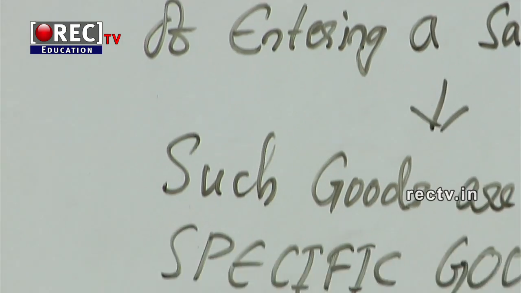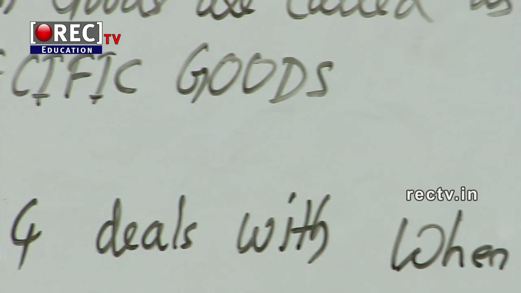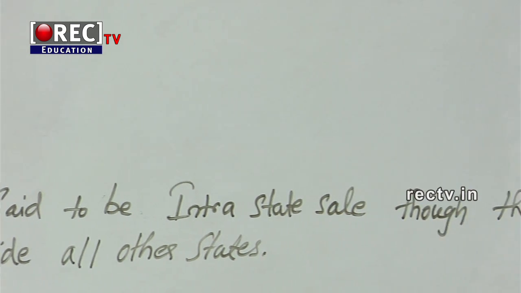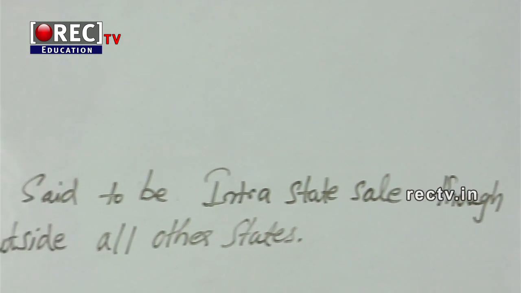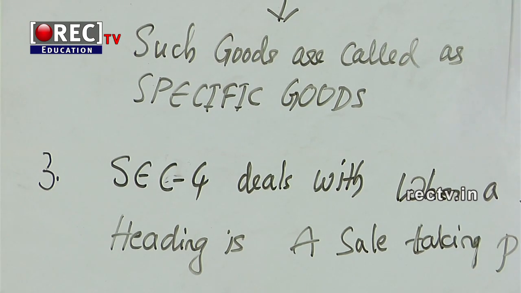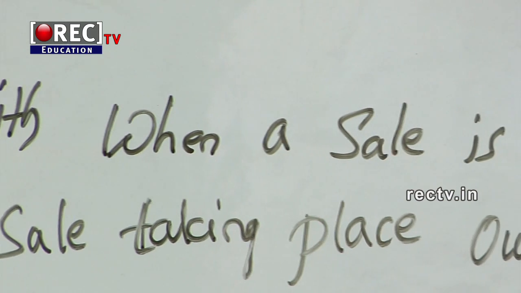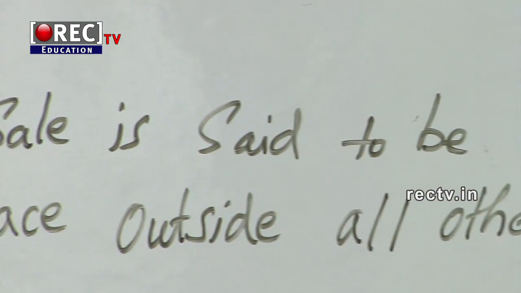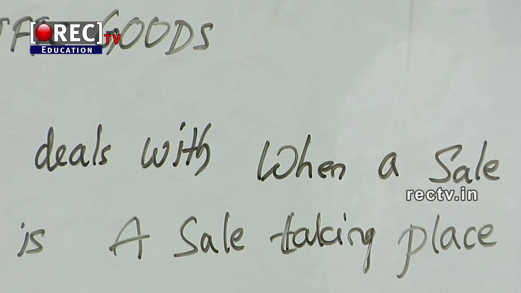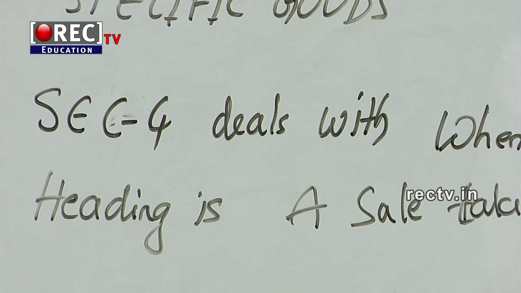Here, section 4 deals with when a sale is said to be an intrastate sale, though the heading is a sale taking place outside all other states. That means a sale is taking place in our state only, not in all other states. So we can easily say it is an intra-state sale. That is section 4.